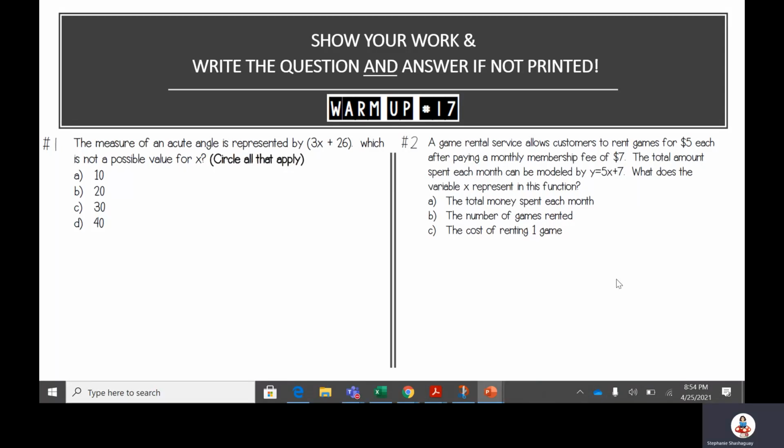All right, in this video, we're going to do warm-up number 17. Make sure you show your work and write the question and the answer if you didn't print it. If you did print it, you still need to show your work on how you solved the answer, or how I solved the answer.